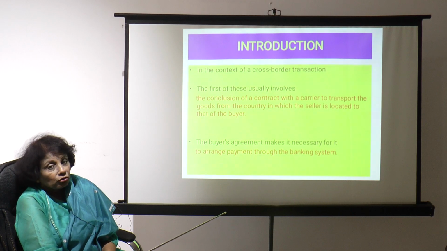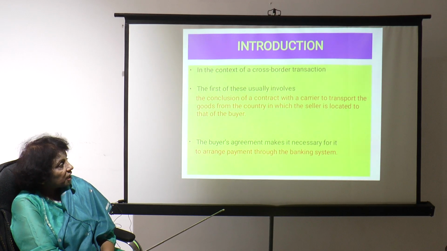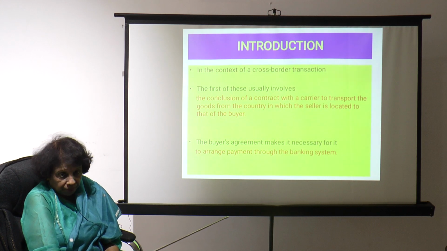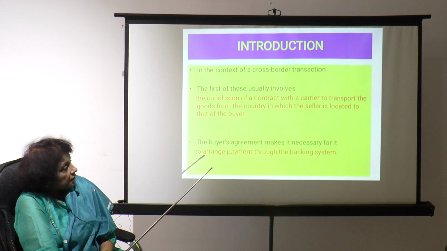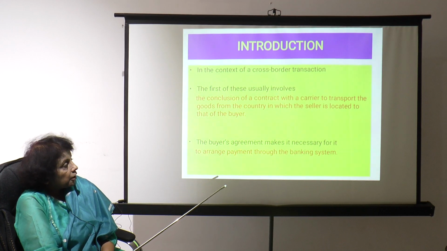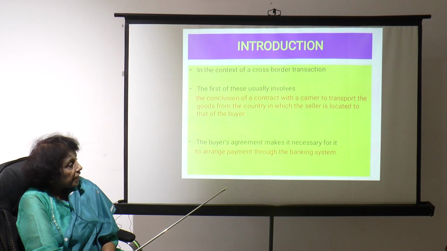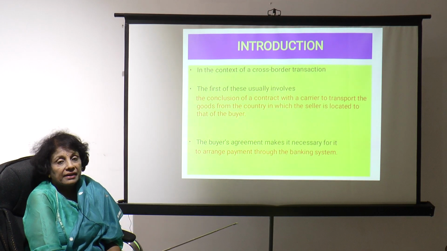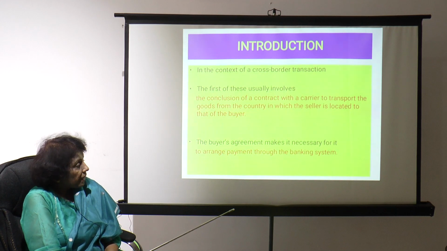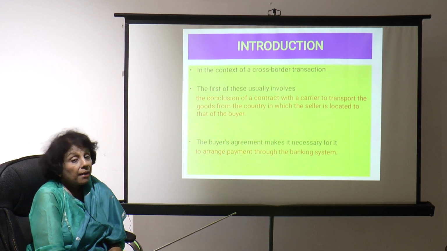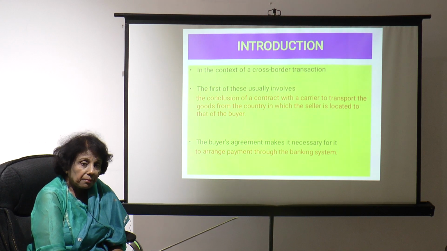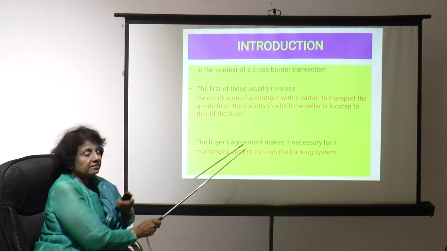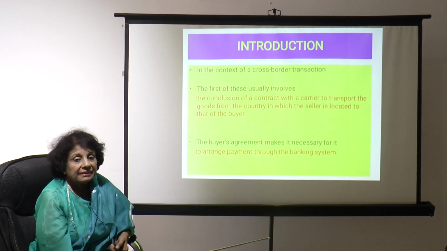So, in the context of a cross-border transaction, the first of these, that is the seller shipping the goods, usually involves conclusion of a contract with a carrier to transport the goods from the country in which the seller is located to the country where the buyer is located. The buyer's agreement makes it necessary to arrange payment. How does the buyer arrange payment? Through the banking system.